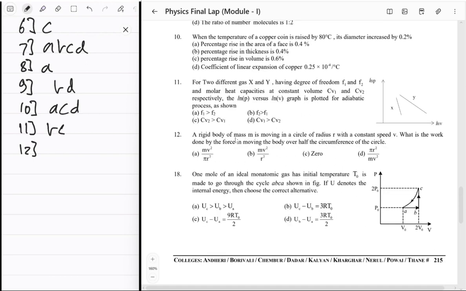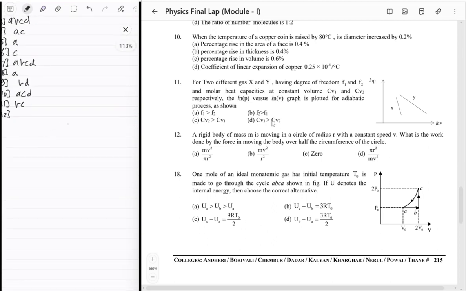Next, a rigid body of mass M is moving in a circle of radius R with constant speed V. What is the work done by the force in moving the body over half the circumference of the circle? Is this a vertical circle or what? Half the circumference of the circle. What is the work done by the force? Which force?